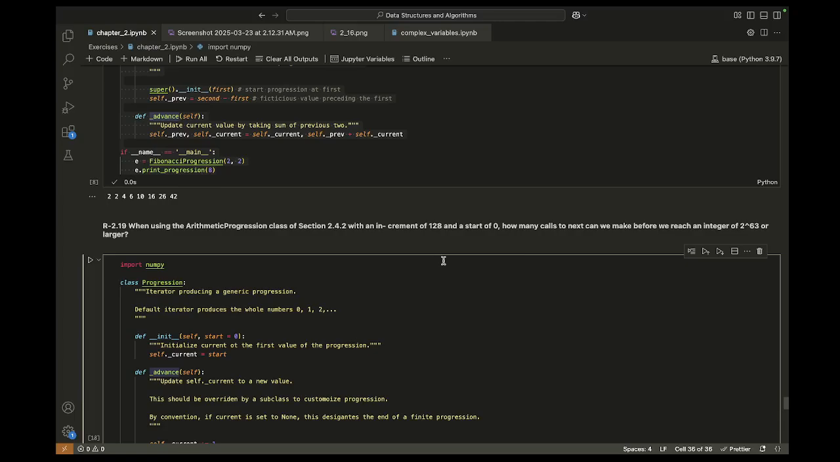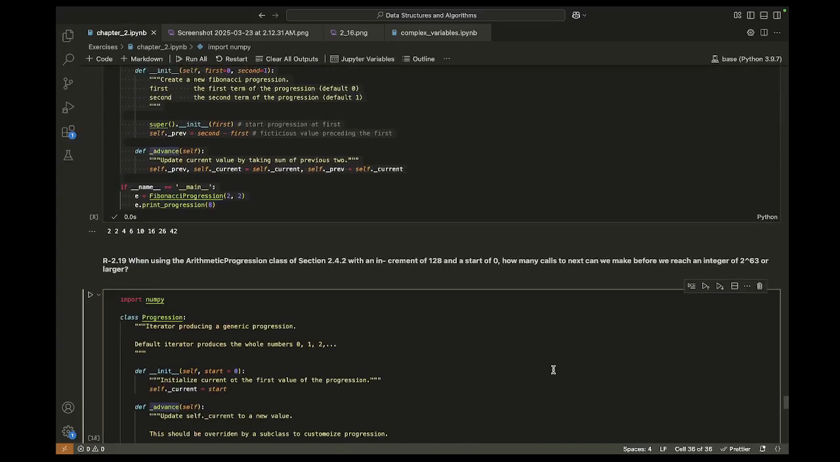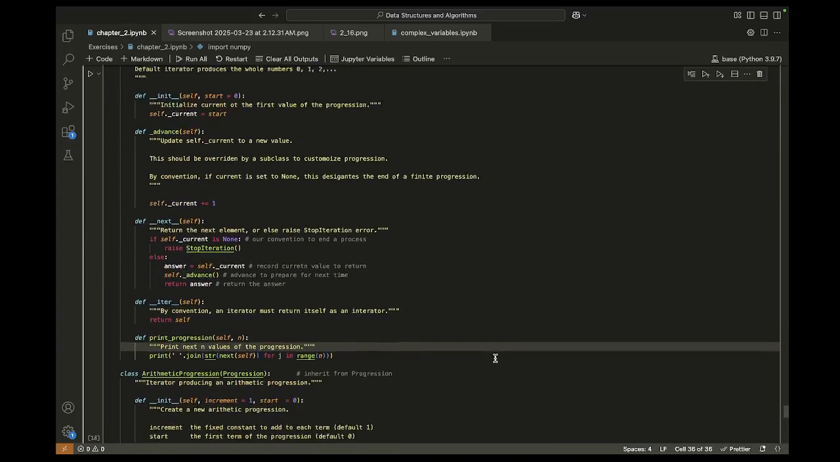So the question right now is: when using the arithmetic progression class of section 2.4.2 with an increment of 128 and a start of 0, how many calls to next can we make before we reach an integer of 2 to the 63 or larger? These are very simple questions, I guess, but we need practice. These questions are just practice.